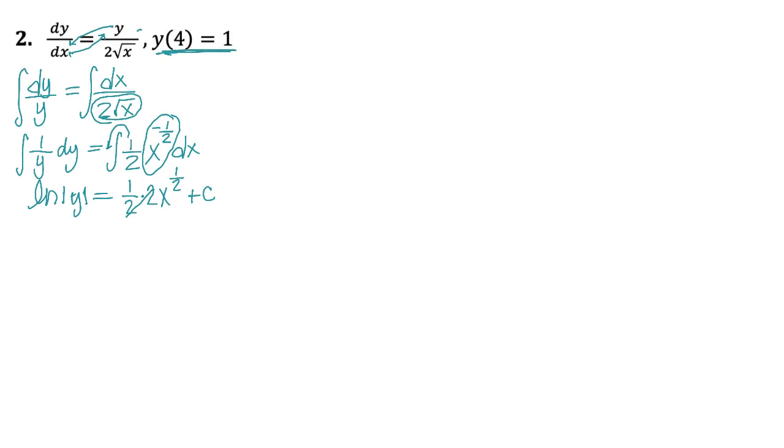Here's your ordered pair that they've given you. X is 4, Y is 1. So let's go plug in. So you have natural log, the absolute value of 1, which is just 1. So natural log of 1 equals x to the 1/2. So that's going to be 4 to the 1/2. Love how these work out nice and neat. Plus c. What is natural log of 1?